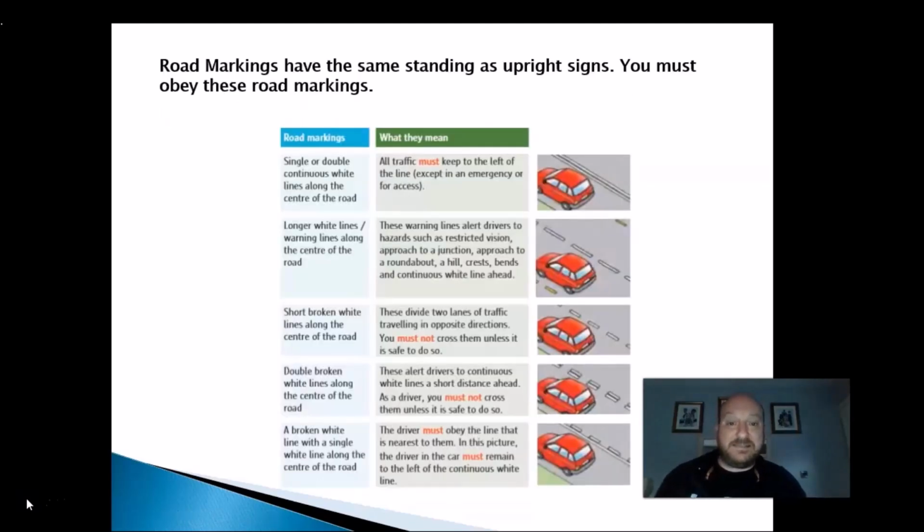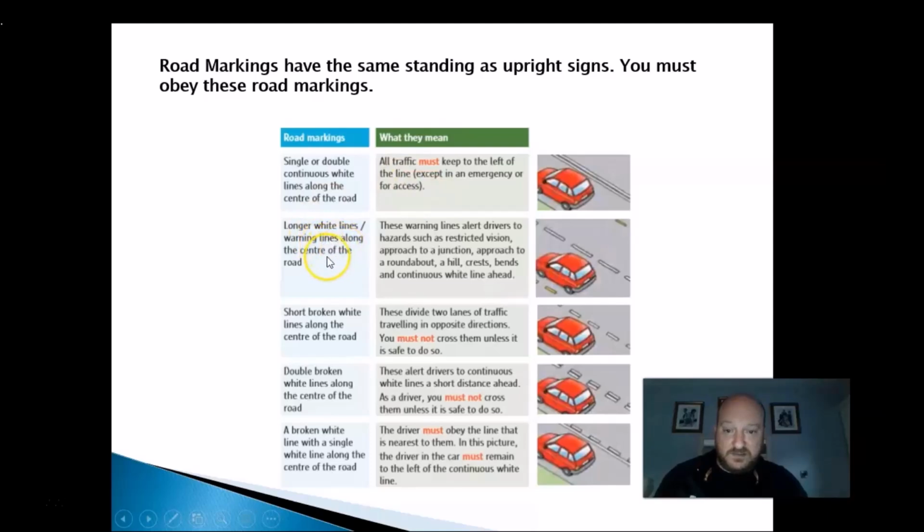Road markings have the same standing as upright signs, which means they're just as important and just as legal as upright signs. You must obey these road markings. Okay, the single, double, continuous lines along the center of the road. A continuous line means you may not cross it. All traffic must keep to the left of the line except in emergency or for access.